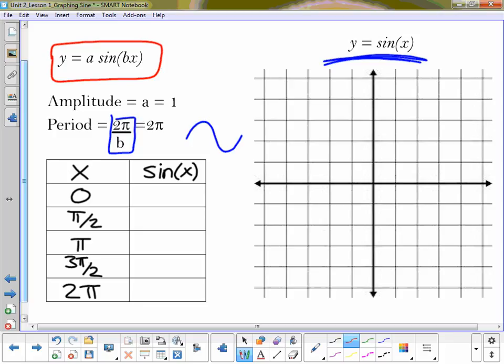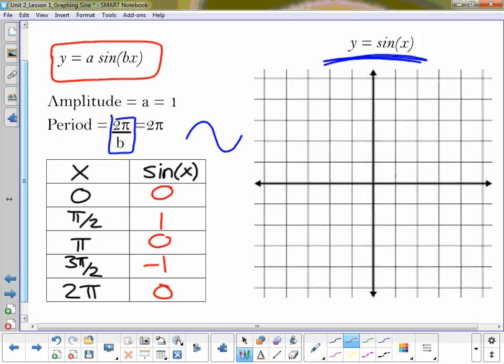So those would be our x values. Our y values we'll find just by finding the sine at those angles. The sine of 0 is, anybody? Sine of 0 is 0. The sine of pi over 2, or the sine of 90, is 1. The sine of pi is 0. The sine of 3 pi over 2 is -1. And the sine of 2 pi is 0. That's right.